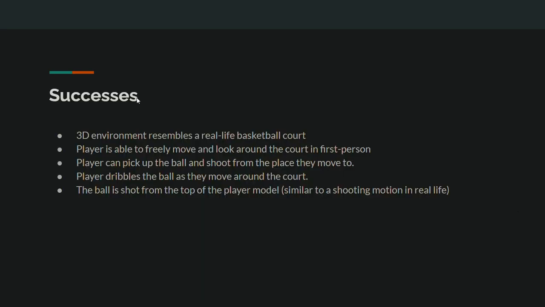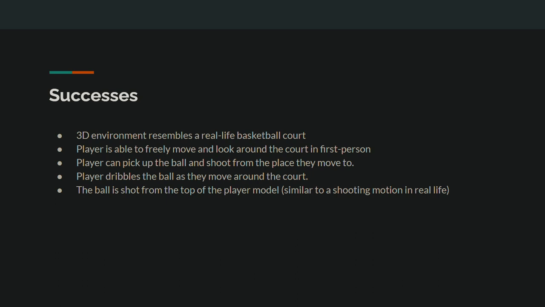And so what are the successes? The 3D environment resembles a real-life basketball court. Within that environment, the player is freely able to move around wherever they want and look around the court using the mouse. The player can pick up the ball and shoot from wherever they move to in the court. The player dribbles the ball as they move around the court, as you saw in the video.